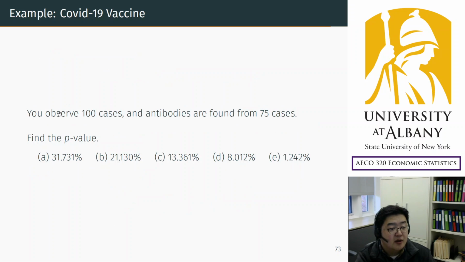Now, suppose that you observe 100 people who got the vaccine, and antibodies are found in 75 people. Now you find the p-value. Can you do it? I skipped a lot of steps, but I believe you can do it.